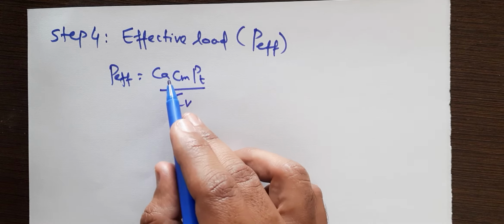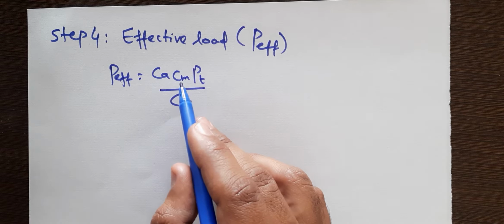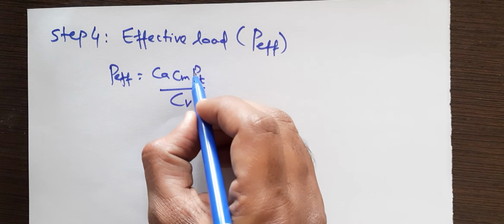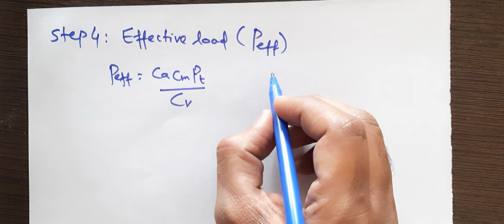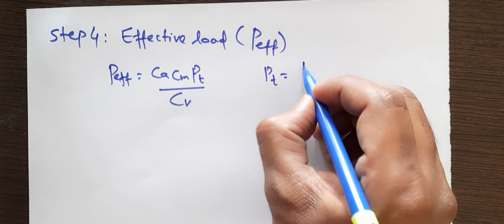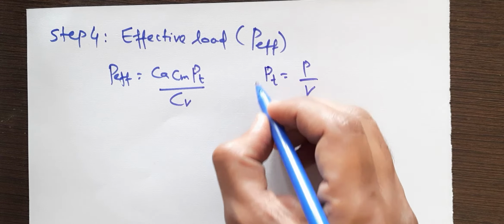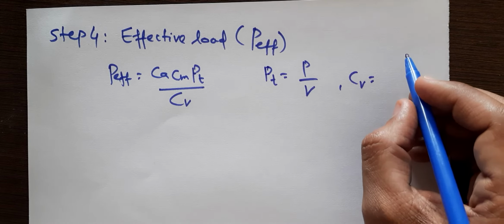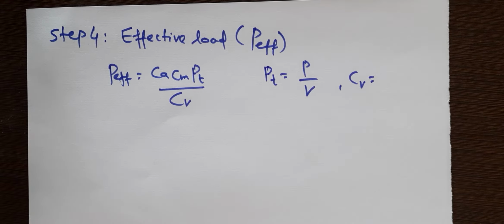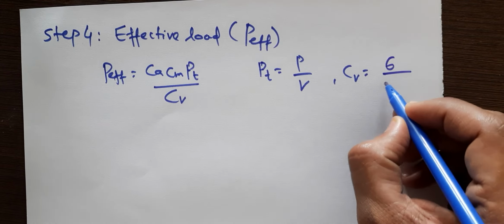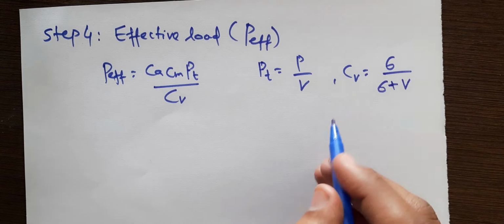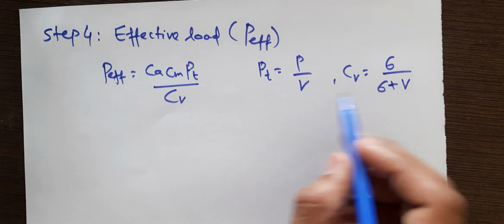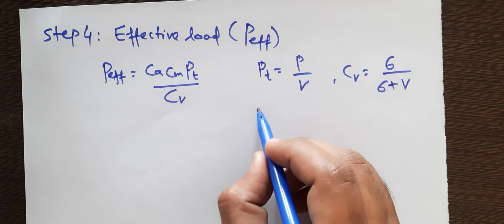Now here CA is application factor that is given, CM is load distribution factor, and PT is nothing but the tangential force. So tangential force you will get from power by velocity. And CV, the formula of CV is already given in the example: 6 divided by 6 plus V. So you have to use this formula only. In both the cases you need velocity, and velocity is nothing but pitch line velocity.